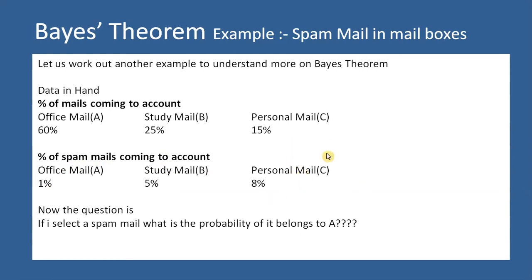For example, we have three mailboxes on our mobile: office mail A, study mail B, and personal mail C. So these are the probabilities of mail coming to those accounts, and these are the probabilities of spam mails coming to those accounts. Now the question is, if I select a spam mail, what is the probability that it belongs to A? So if a spam mail comes to my mailbox, what is the probability that the spam mail belongs to mailbox A, mailbox B, or mailbox C?